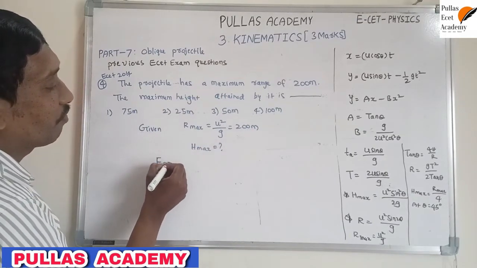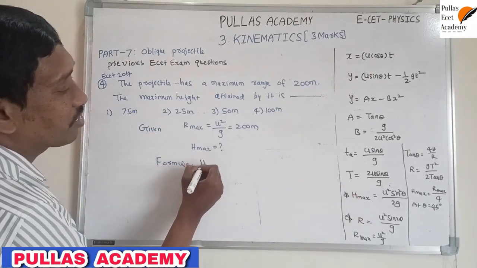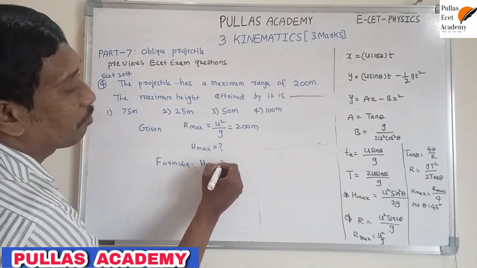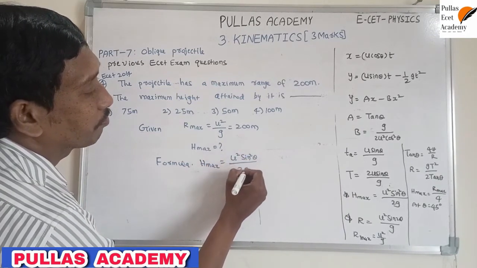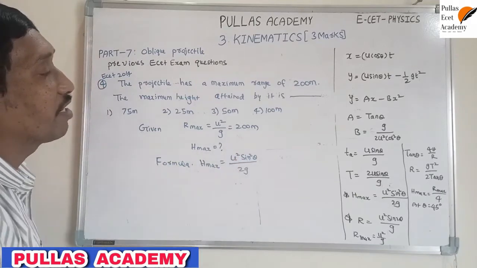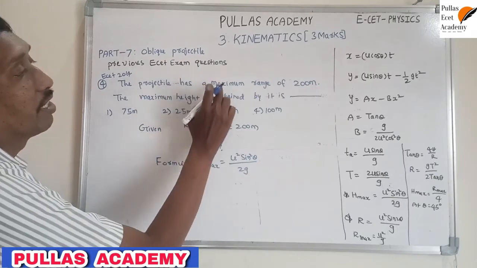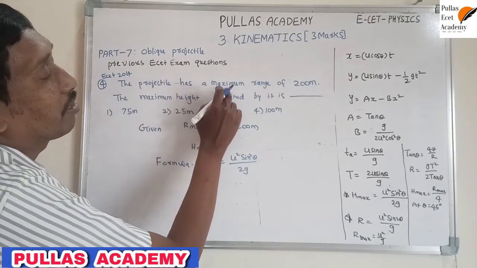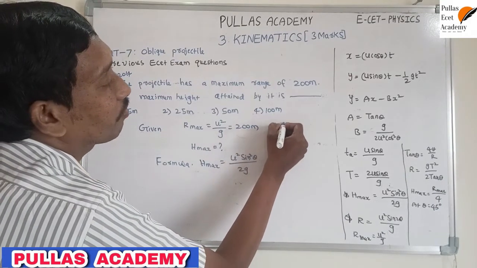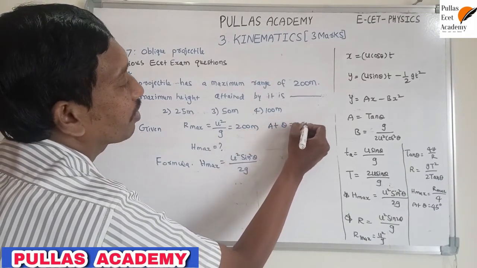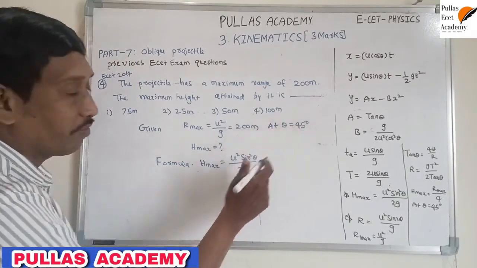So what is the formula for H max here? Already we have derived that formula. H max is equal to u square sin square theta by 2g. Now u is not given, theta is not given directly, but this value is given. So how can we understand this? The projectile's range becomes maximum at theta equal to 45 degrees. At theta equal to 45 degrees only, the range becomes maximum. That's why we indirectly understand that theta is equal to 45 degrees.